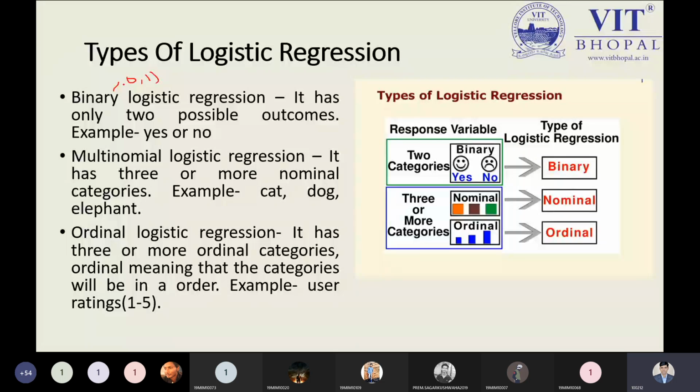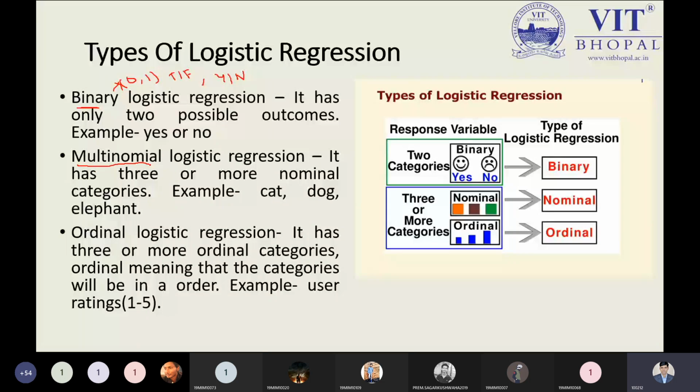It means we have only two possible outcomes. It is 0, 1, true, false, or yes or no. Just like this kind of example. These are various examples of binary logistic regression. As the name says, it is binary, so two possible outcomes. What does multinomial logistic regression mean?